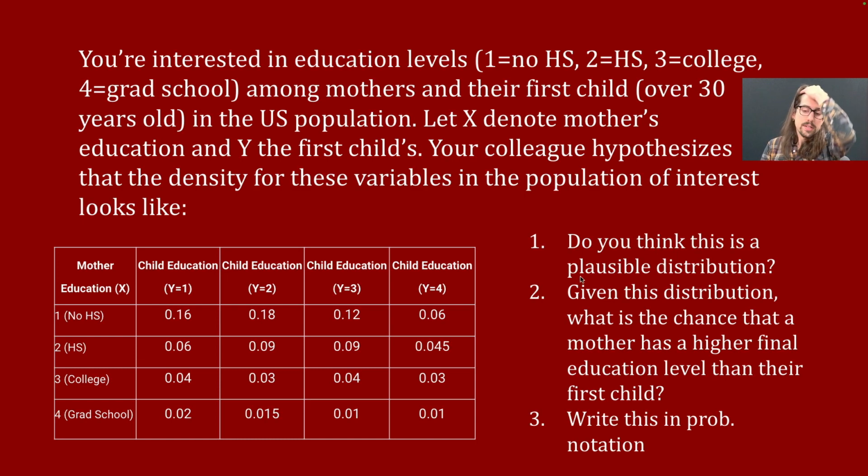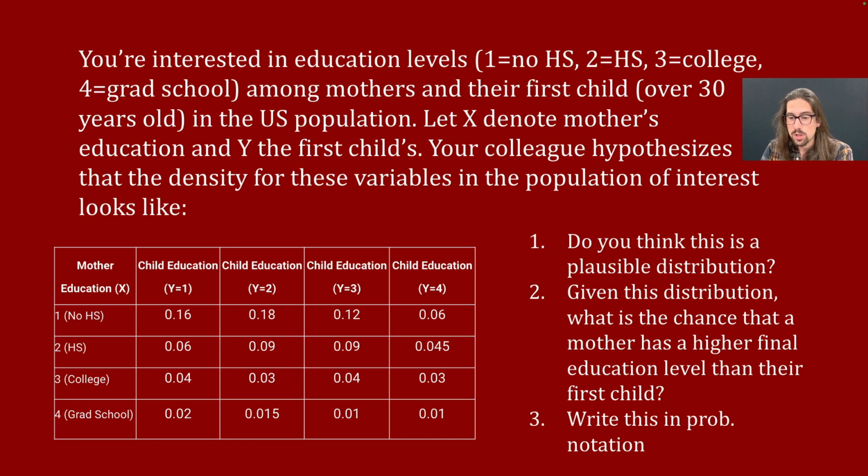And then the second question is, let's say that it's right, okay? If this is right, then what's the chance that a mother actually has a higher final education level than their first child? And then the third is just to practice our notation and write this down in probability notation the way that a statistician would understand.